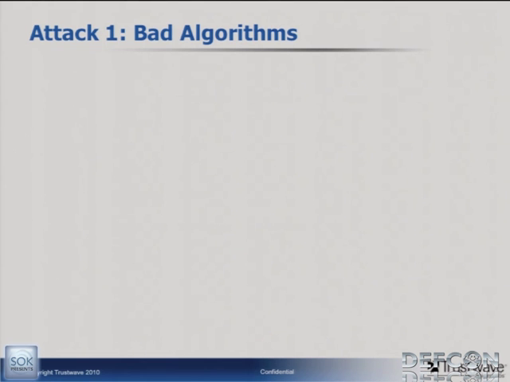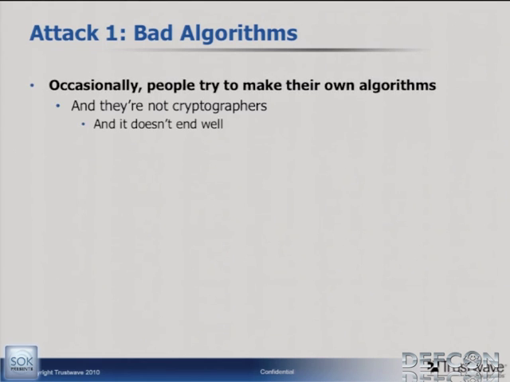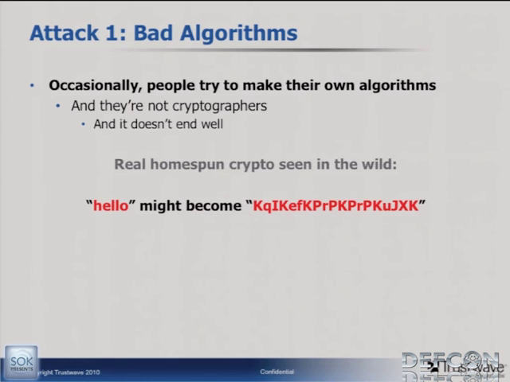So let's talk about using oracles to attack some bad algorithms. Occasionally people try to write their own crypto and it doesn't work out too well, unless you're a cryptographer, and even then sometimes it doesn't work out so well. So let me show you some real homespun crypto that I've seen in the wild during a pen test. Here's a plain text, hello, and its corresponding ciphertext, which is a bunch of what looks like gibberish.